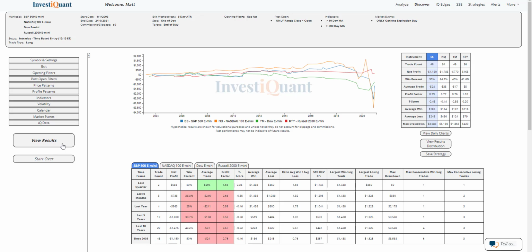On the NASDAQ, it's quite a bit stronger. It's coming in at 65% of these have ended up closing higher than that 3:15 p.m. price. Now on the Dow and the Russell, they are both a little bit weaker, 40 and 42% respectively.